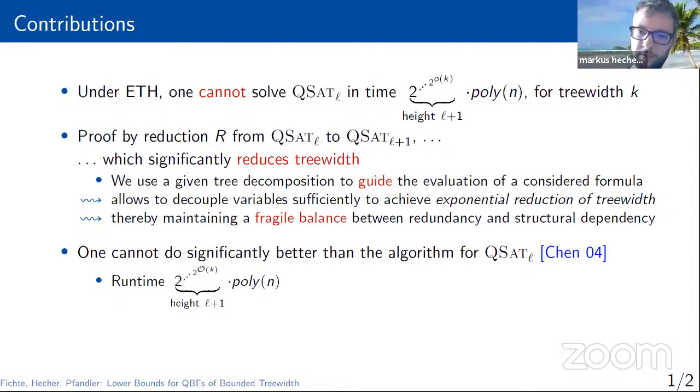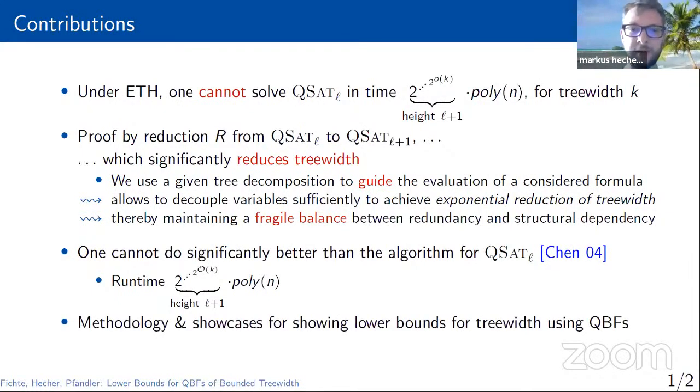So this is ETH tight. Since our reduction is quite general, we think the technique we used is quite general. We also provided a methodology to show lower bounds for problems higher in the polynomial hierarchy for treewidth, a bit simpler than it was before. And we also included some showcases and new results for lower bounds for treewidth. I think this is it for the short pitch. If you have any questions, I'm happy to answer them.